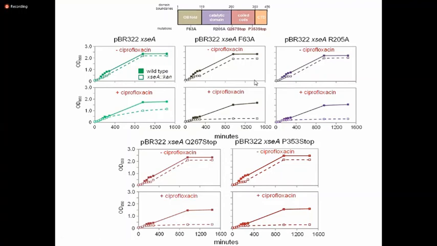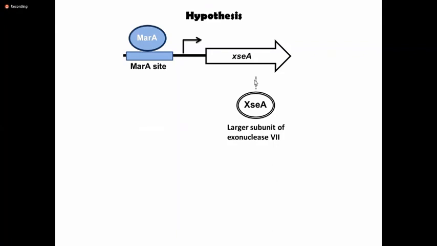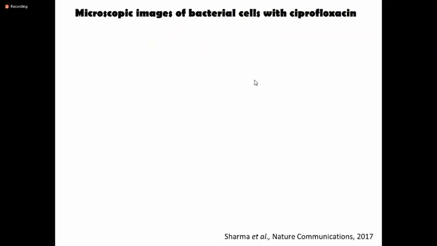So now I've shown you the hypothesis that MarA activates the xseA gene and results in exonuclease 7. I've also shown you how this can repair the DNA, but I have not shown you visually how this happens. To do that, I will show you a series of microscopic images, in which all the cells have been grown in a sub-inhibitory concentration of ciprofloxacin and stained with Hoechst dye, which stains the DNA of the cells.